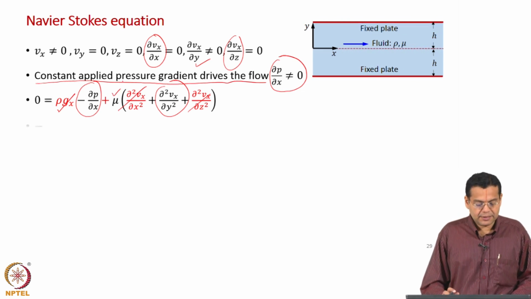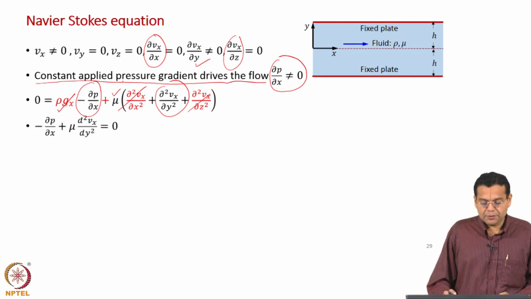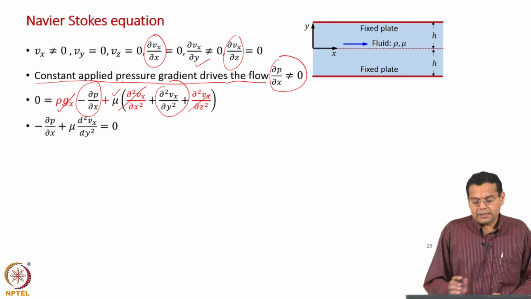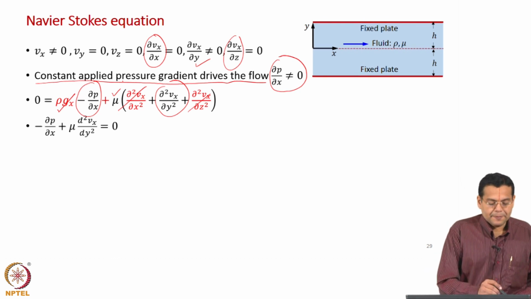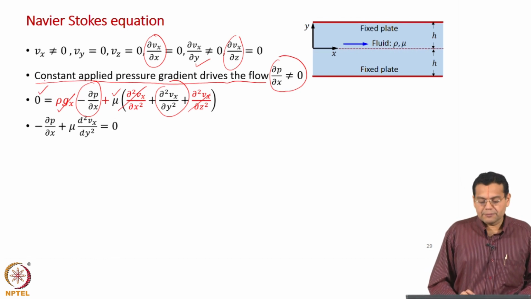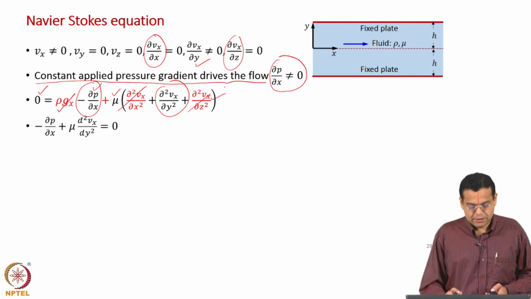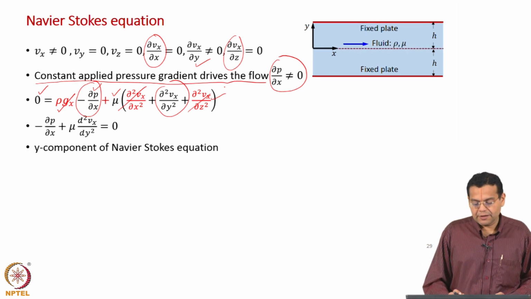Okay. So, let us write this: minus ∂p/∂x plus mu d²Vx/dy² is equal to 0. Is it okay? So, that is the simplified form of the Navier-Stokes equation in the x direction. The entire left hand side became 0, right hand side we have the pressure gradient term and the viscous stress terms. Okay, let us look at the y component of Navier-Stokes equation.